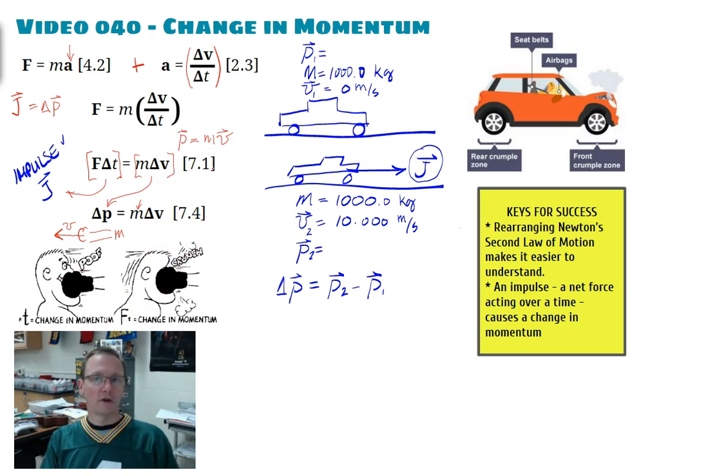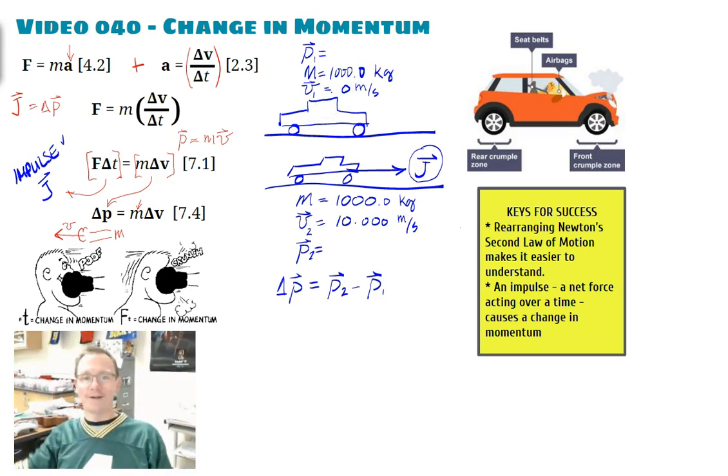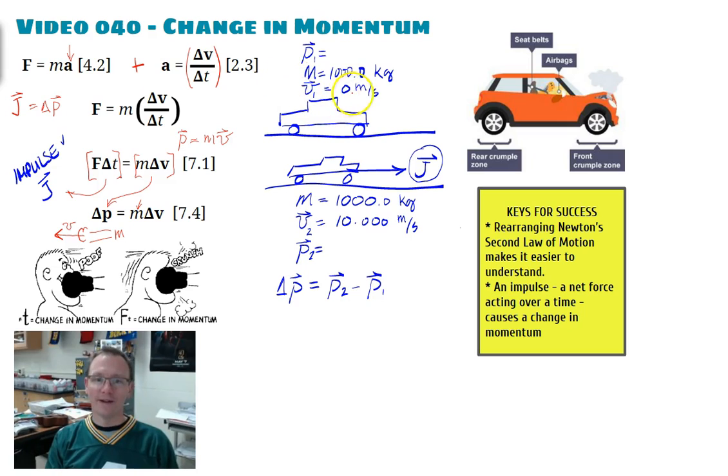Now, this could apply for any particular situation. So here I've drawn a car, and the car has a mass of 1,000.0 kilograms, and currently has a v sub 1, an initial velocity of 0. And so it's not moving at all. And so if I wanted to figure out what the momentum was, it would be pretty easy to figure it out, right? 1,000 times 0 gives me an initial momentum of 0 kilograms times meters per second.